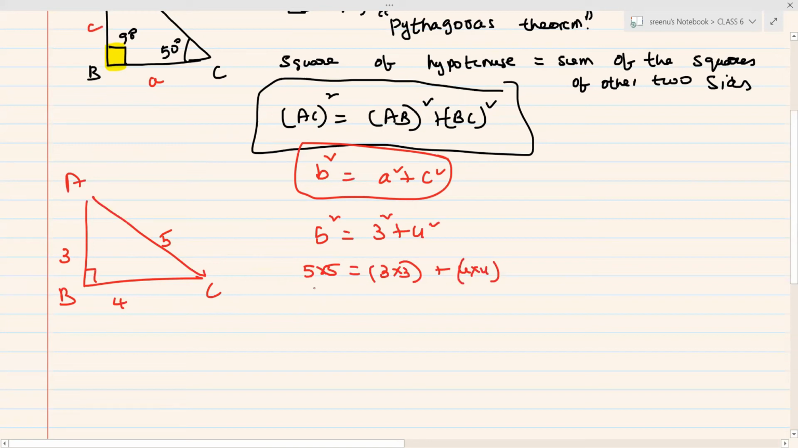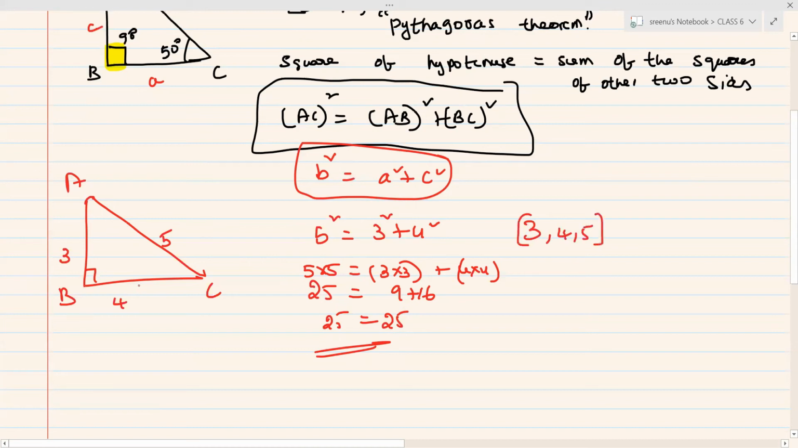So 5 fives are 25. 3 threes are 9 plus 16. 9 plus 16 is how much? 25. So by this we can say that this rule is proved. So the square of the hypotenuse is equal to the sum of the squares of the other two sides. And this 3, 4, 5 I have chosen.